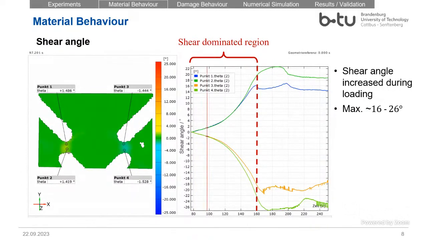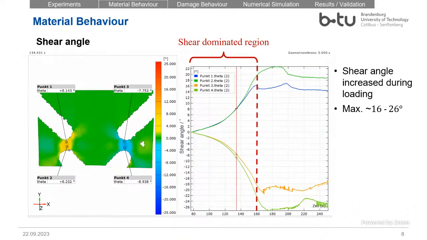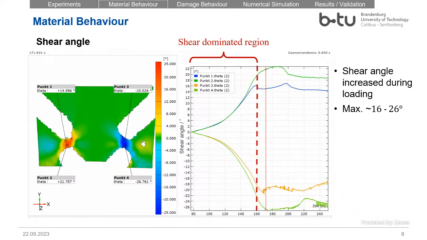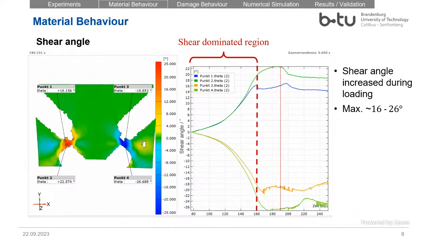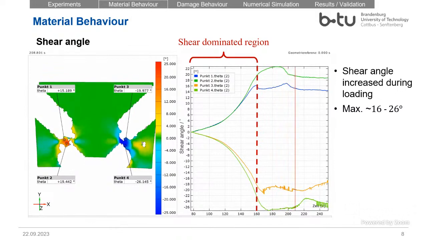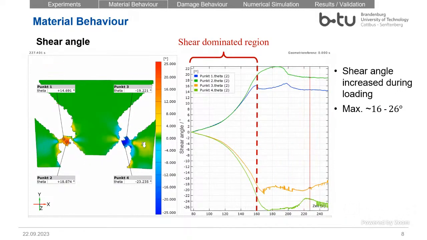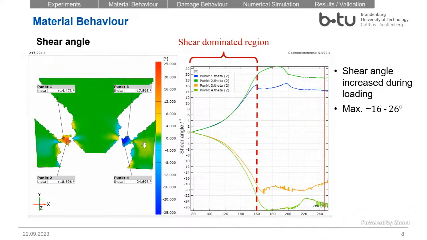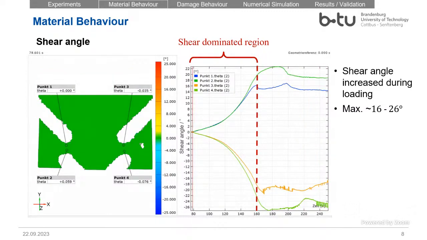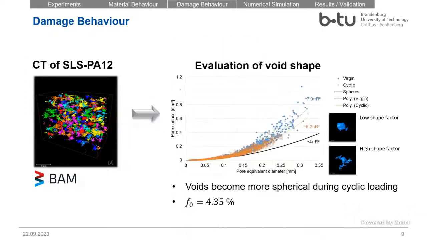Here at the beginning is the shear loading, and later you will see when this goes outside these edges, we have a superposition of shear loading and tensile loading. And now the question was, okay, how do we know what happened on the surface and how it looks inside? Here we do computer tomography analysis.